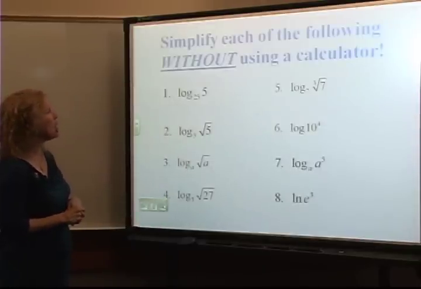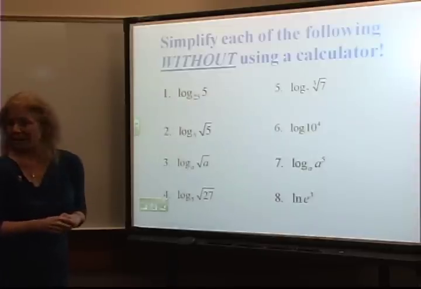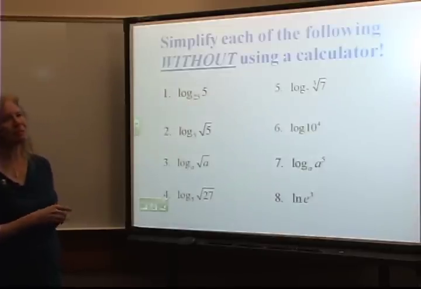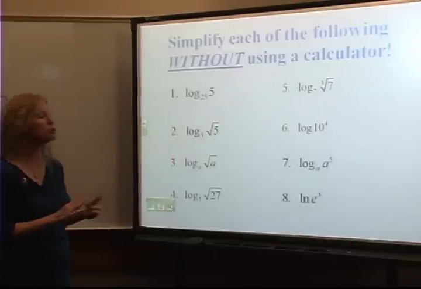Okay? Now, with all of this in mind, now that we've kind of got a running start at what our logarithms are, let's try to come up with these guys without a calculator. Now, you might say, well, my calculator wouldn't tell it to me anyhow. Some do, some don't. Okay?